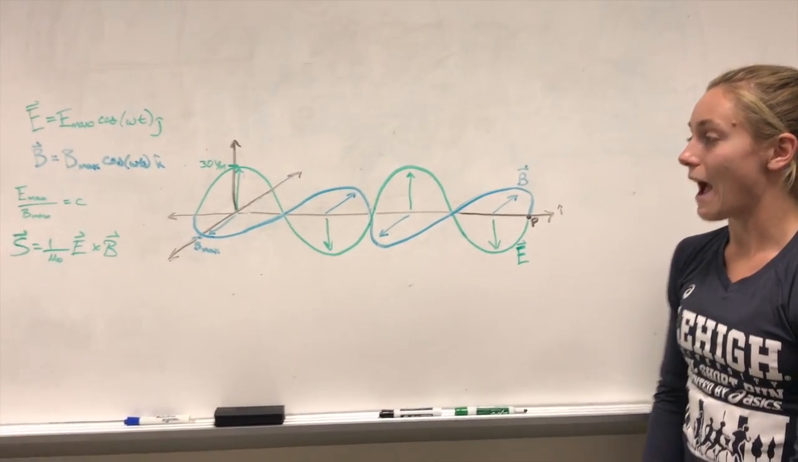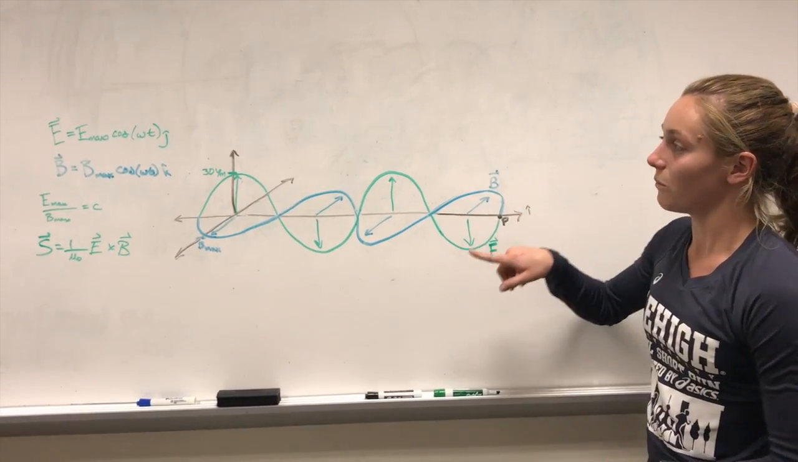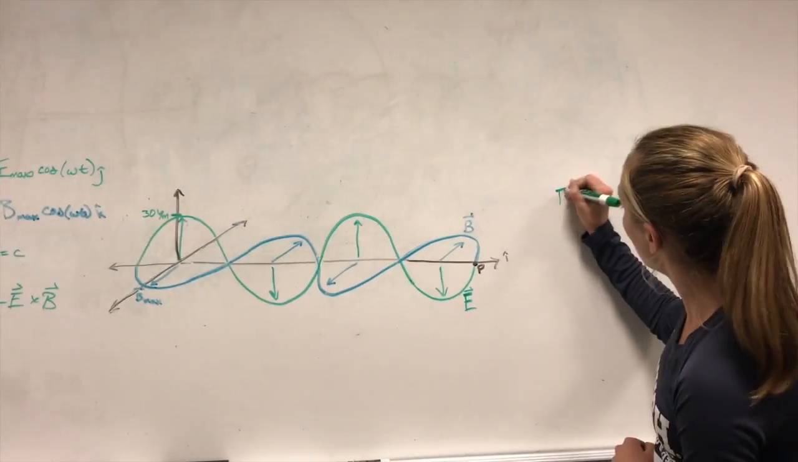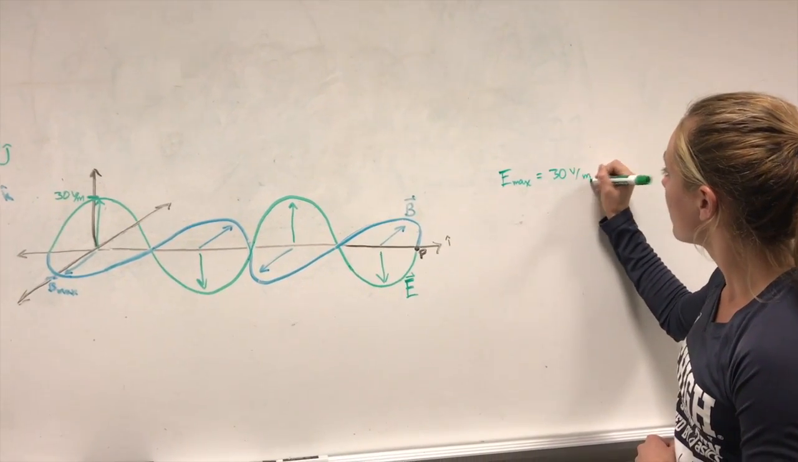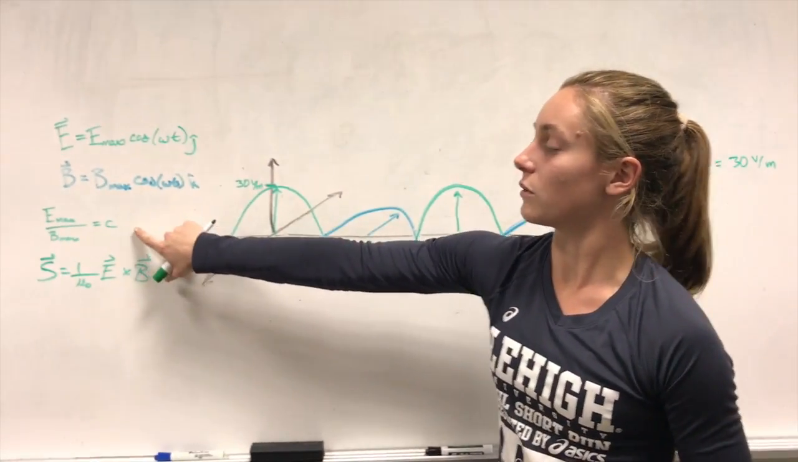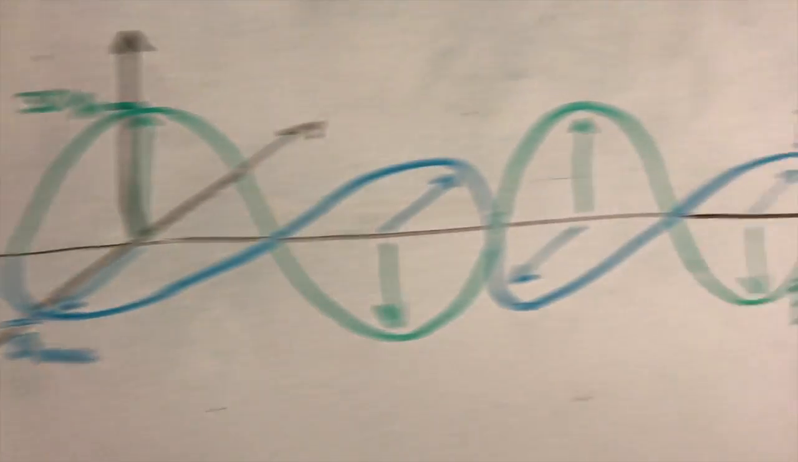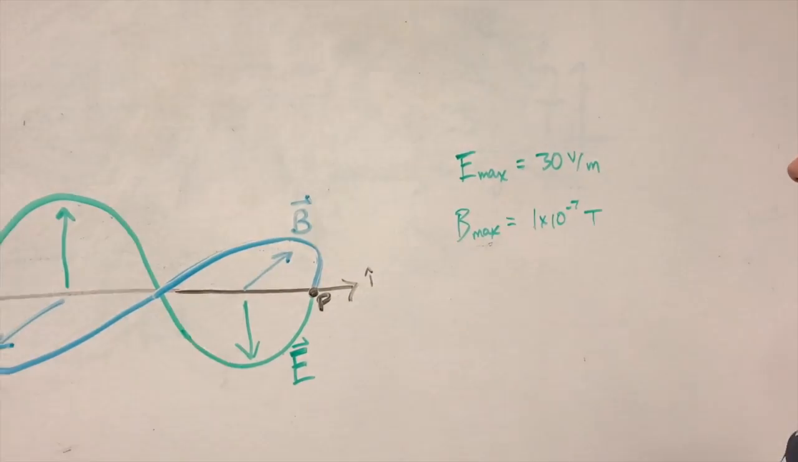And for the magnitude of the magnetic field, we are given that the electric field max is 30 volts per meter. And by this equation, we can find that the max of the magnetic field is 1 times 10 to the negative 7th Teslas.